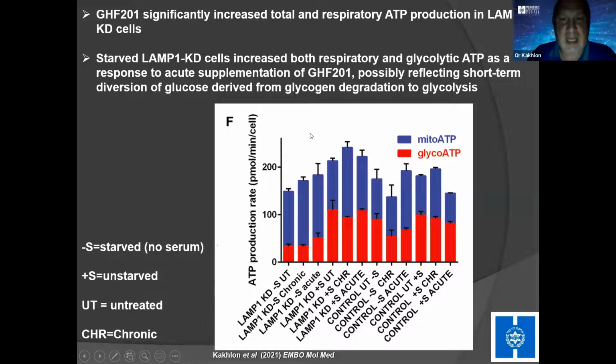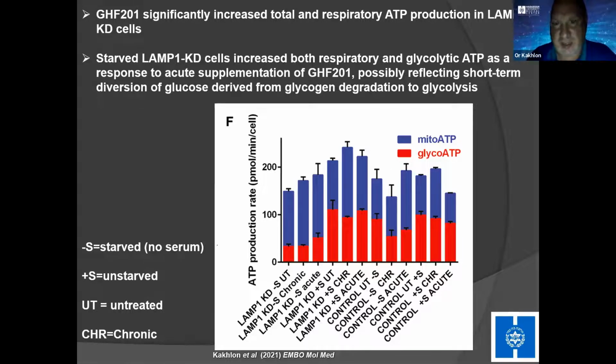Just before that, I wanted to go back to what I talked about before, the glycolytic versus oxidative ATP production, and you can see that when we knock down, so we said that GHF201 increased the contribution of glycolysis to ATP. Remember. So what we show here is that LAMP1 knockdown did the same. Okay, as you see here, when you knock down LAMP1, there is more relative contribution of glycolysis to ATP production. And again, when you add GHF201 on top of LAMP1 knockdown, you even enhance this effect.